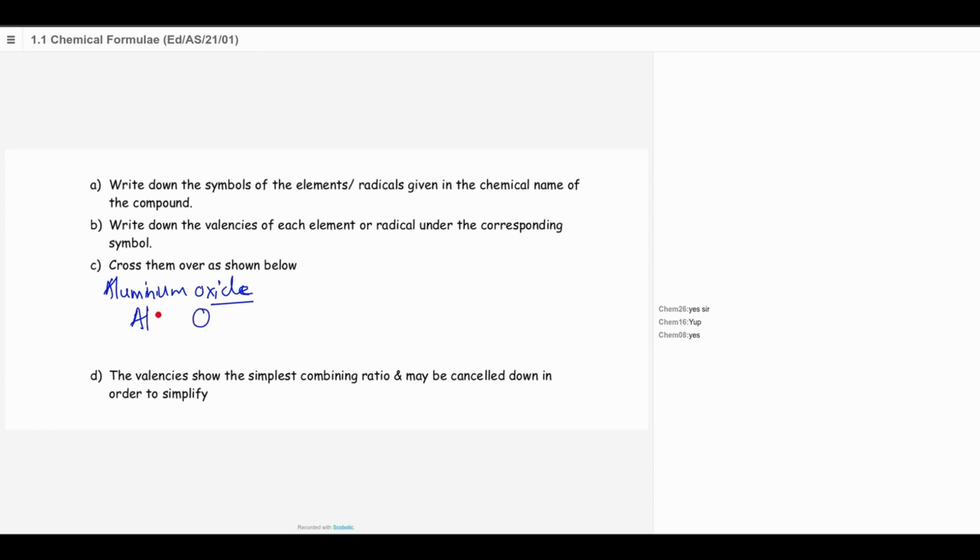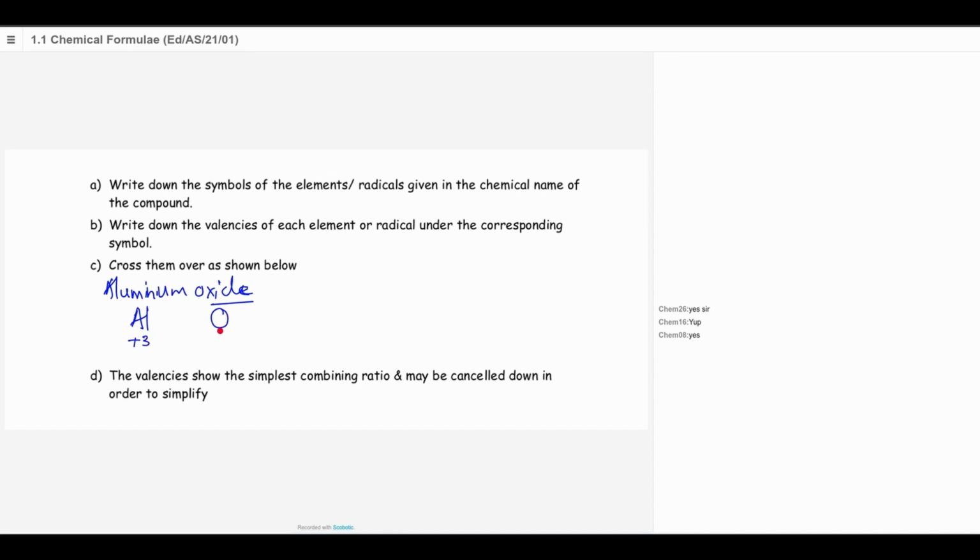When you're writing the symbol of elements, remember, if an element contains more than one letter, the second letter should always be lowercase. You should never write chlorine like this. The second letter should always be lowercase, right? And then what you do is you write the valencies.